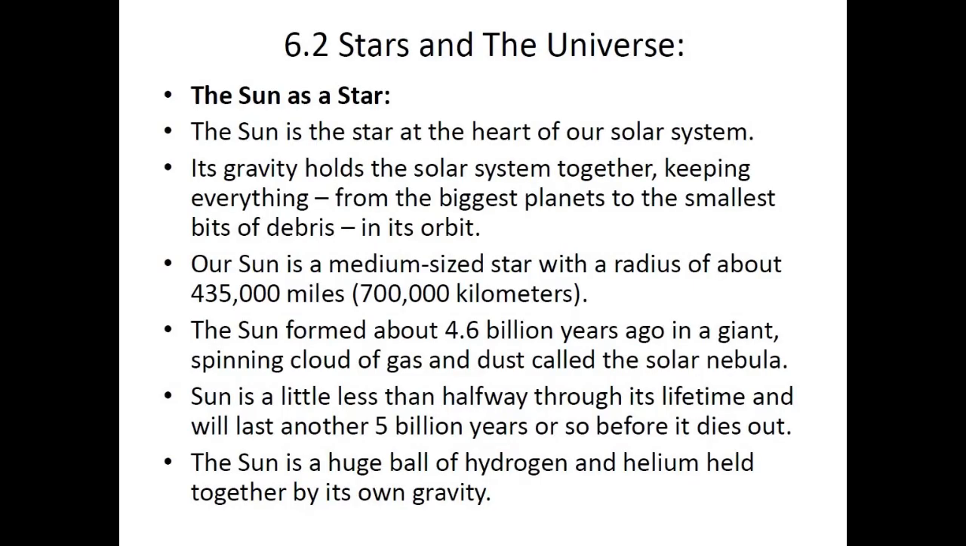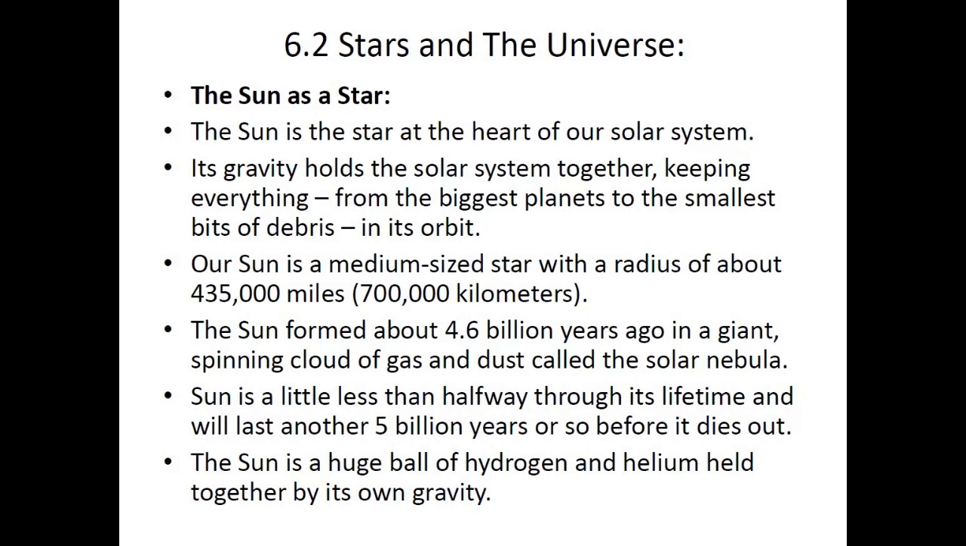The first thing we would be studying in this section is how to describe our sun as a star, or what things you should know about the sun as a star. The sun is the star at the center of our solar system. Its gravity holds the solar system together, keeping everything from the biggest planets to the smallest bit of debris in its orbit. If the sun did not possess enough gravity, our solar system would have fallen apart long time ago.